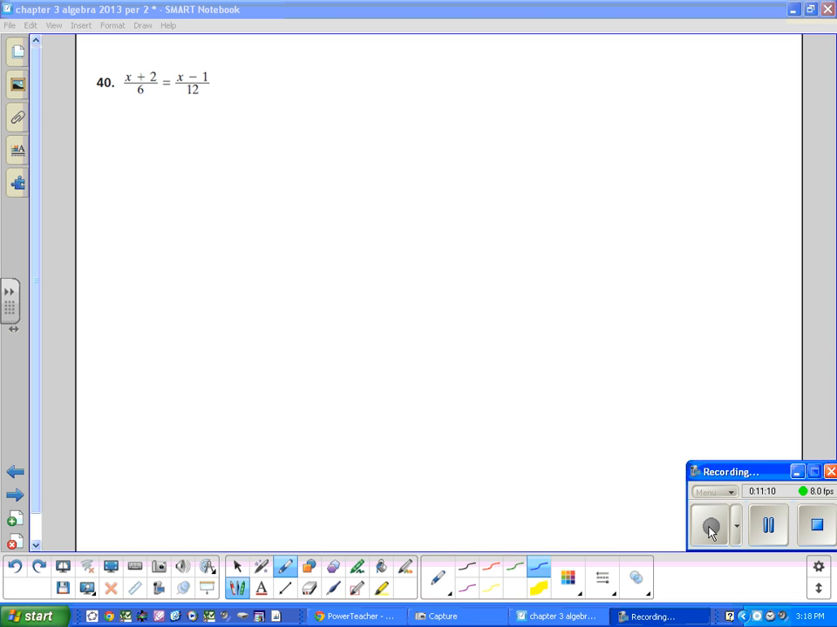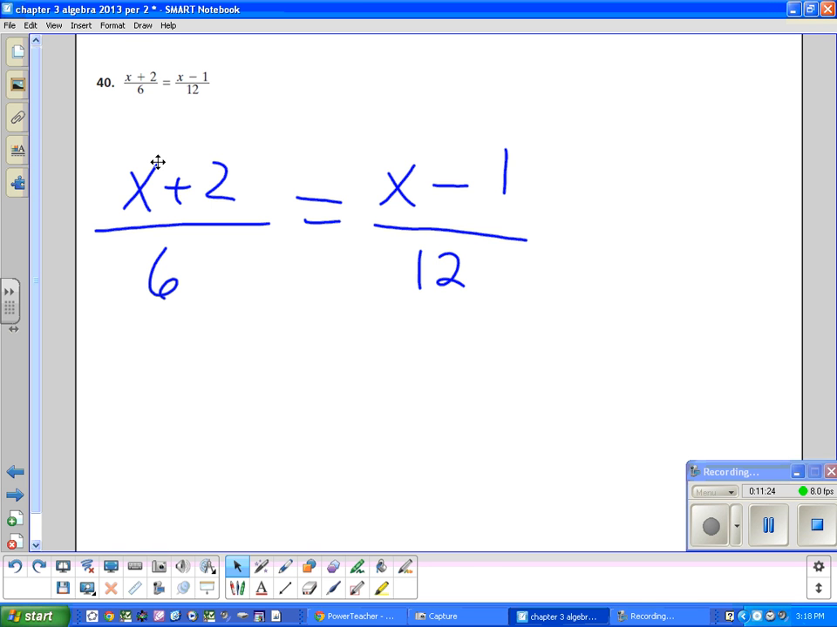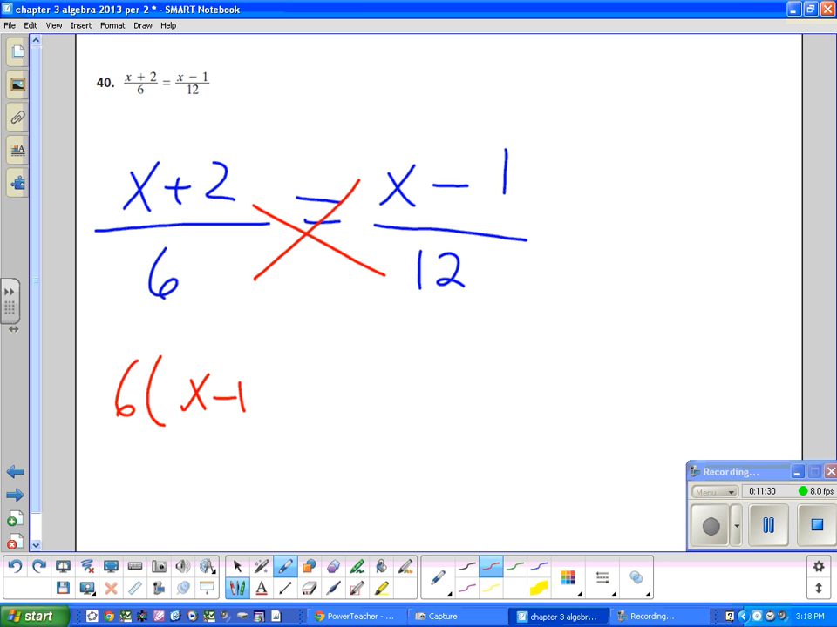Okay, so we're going to do question number 40, and then this should be enough information to do your homework tonight or help you out. We have a proportion, and when we have proportions, the best way to get out of them is to cross multiply. We're going to crisscross here, and we're going to go 6 times x minus 1 equals 12 times x plus 2.